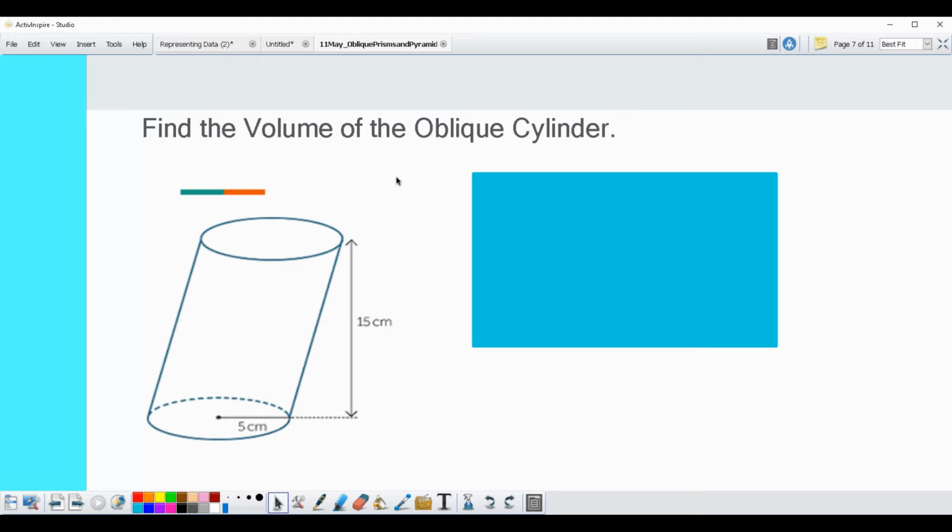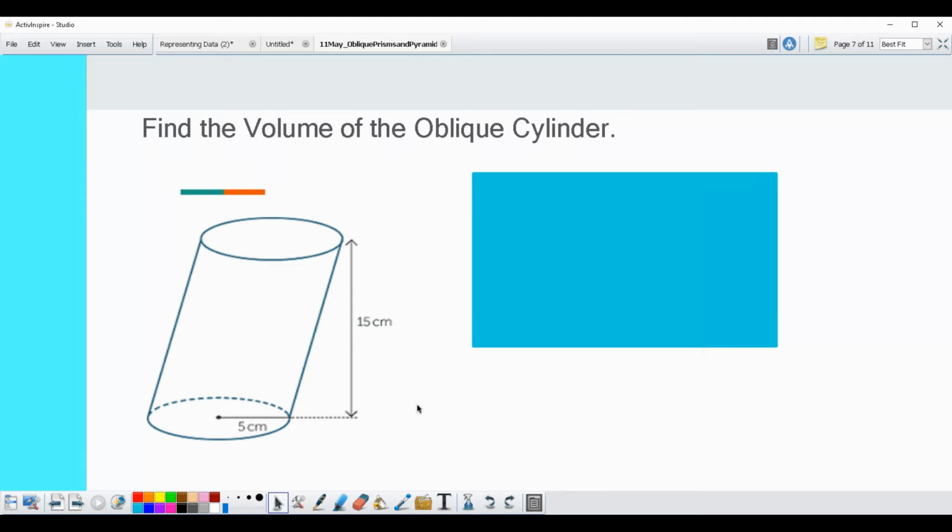Basically, to find the volume of any figure, we find the area of the base, and then we take it times the height. In this case, our height is perpendicular, as always. It's not going to be found by connecting the two centers of these circles, because if we connected the two centers, the one at the bottom and the one at the top, that line would not be perpendicular to the base. So we need to find the line that is perpendicular. We call that our height.